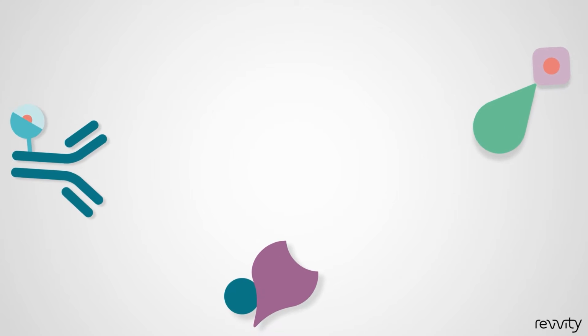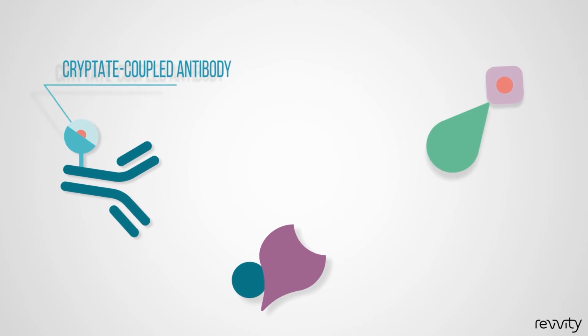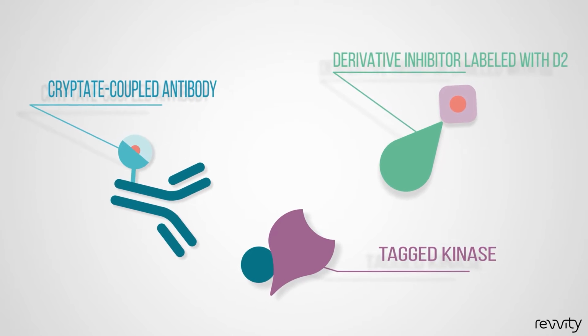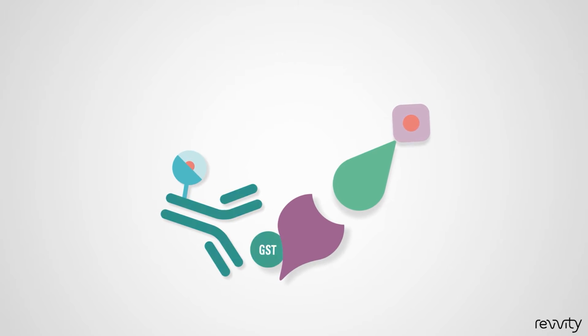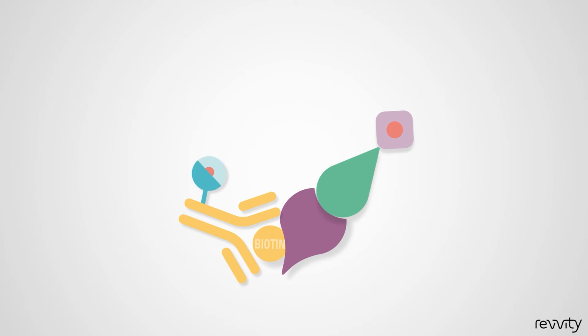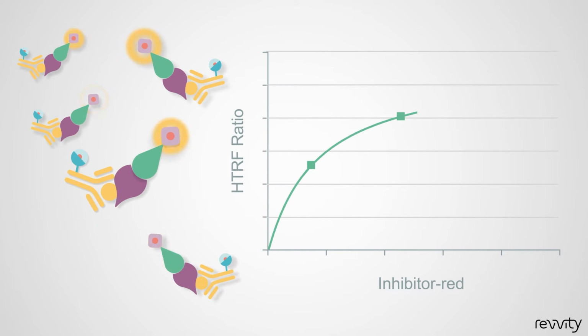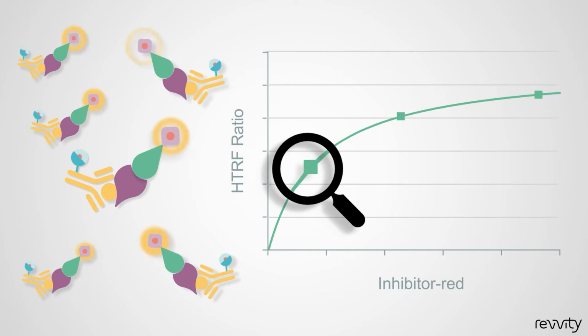The binding of the 3 red inhibitors is detected through a sandwich immunoassay using a cryptate-coupled antibody, which is the donor binding to the targeted tagged kinase, and a derivative inhibitor labeled with D2, the acceptor. When a purified kinase tagged with either a GST, 6-His, or biotin is present, an HTRF signal is generated when the fluorescent inhibitor binds to the ATP binding pocket of the tagged kinase. The HTRF signal increases as increasing concentrations of fluorescent inhibitors are added and will saturate depending on the dissociation constant, or KD, of the fluorescent inhibitor to the tagged kinase.